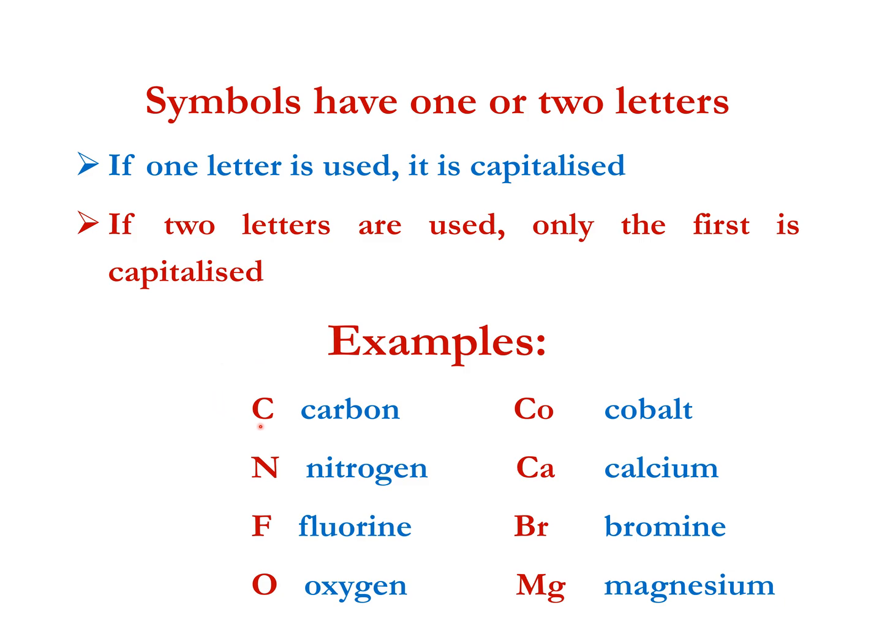So the symbol for carbon is capital C. The symbol for nitrogen is capital N. The symbol for fluorine is capital F. And the chemical symbol for oxygen is capital O. So let's look at chemical symbols that have two letters. The chemical symbol for cobalt is capital C, small o. So the o is a small letter and the C is a capital letter. Calcium is capital C, small a. Bromine is capital B, small r. And magnesium is capital M, small g.